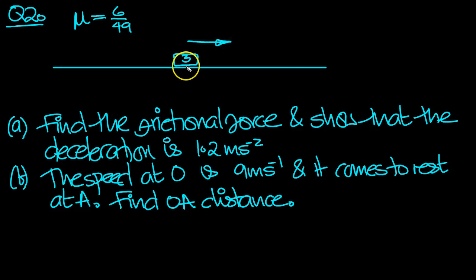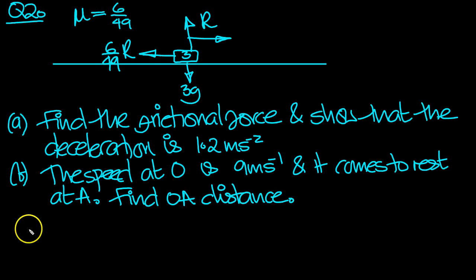It's moving forwards. We know that it has a mass of 3, this particle, so the weight will be 3g. There's no forward force acting on the particle, but there is a frictional force. The reaction vertically we can label as R, and we know that mu R is the frictional force, so it's 6/49 times R. It's moving on a horizontal surface. Part A: find the frictional force, so we need to find this value here. We can label this as F equals mu R.